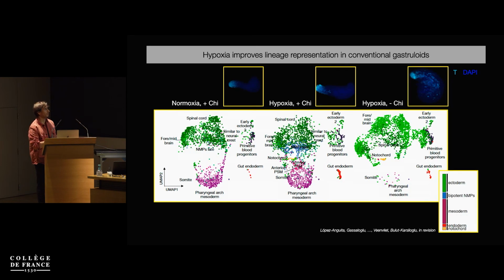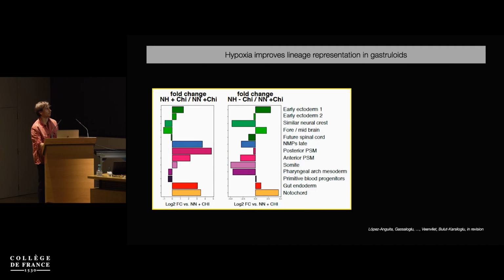And finally, what I want to show you is that hypoxia is not just inducing spontaneous morphogenetic events, but can also improve lineage representation in conventional gastruloids, so gastruloids that are cultured in the presence of an exogenous Wnt signal. If we culture them under hypoxia, we see an overrepresentation of especially midline structures, so nodal cord and gut endoderm, but also of neuromesodermal progenitors. Whereas here you can appreciate that you also get the induction of midline cells without Chiron, but you can't sustain a mesodermal lineage.